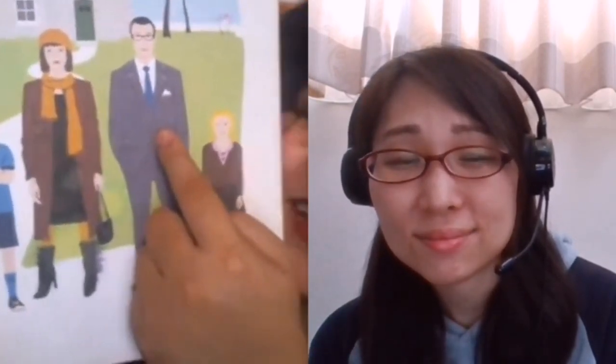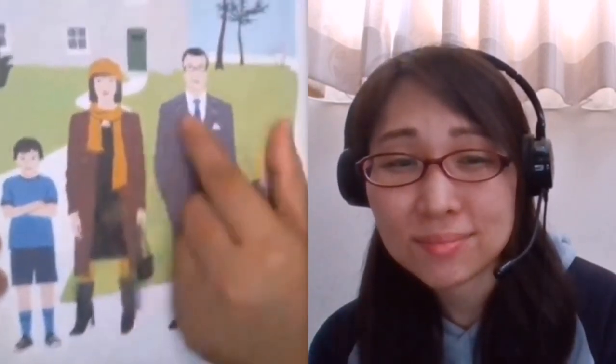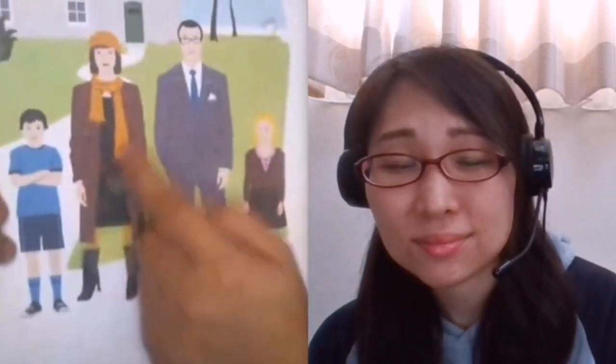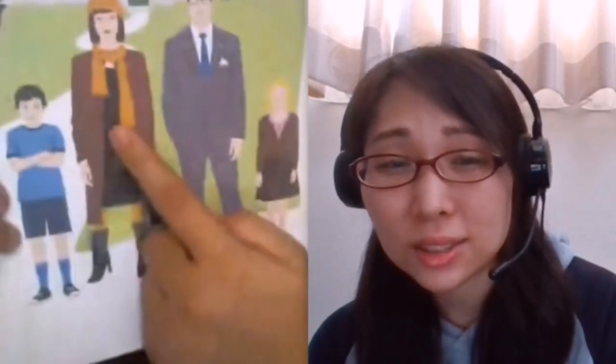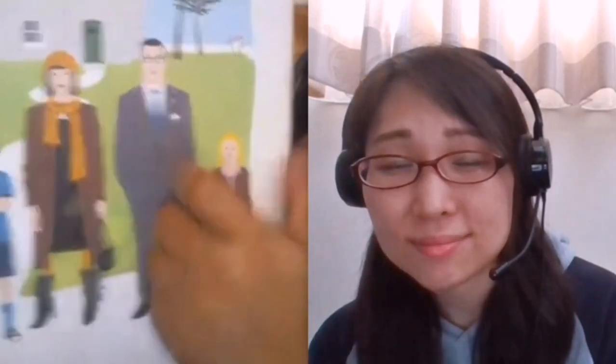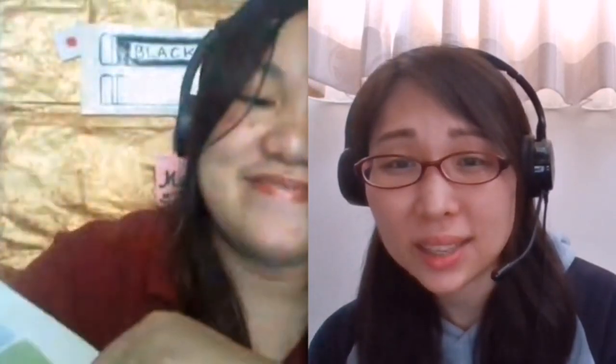Are these hands his? No, those hands aren't his. They're hers. Are these arms hers? No, those arms aren't hers. They're his. Yep.